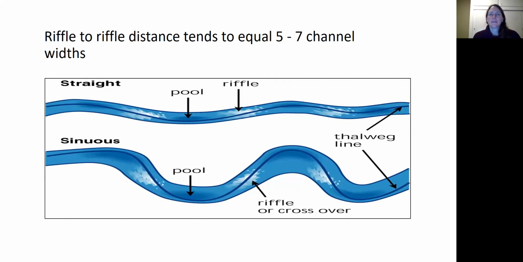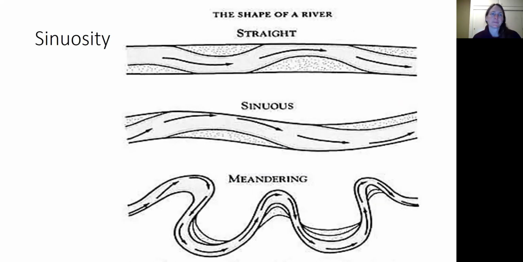So riffle to riffle distance, if you were to measure it, is kind of like a wavelength, what you learned about sine curves. The riffle to riffle distance tends to equal about 5 to 7 channel widths. So it will be interesting when you pick your stream sites to see whether this is true. Okay, so even in a straight stream or in a sinuous stream, you should get the same patterns.